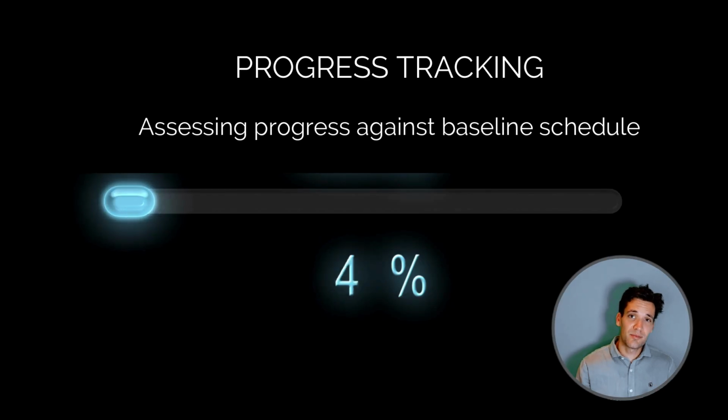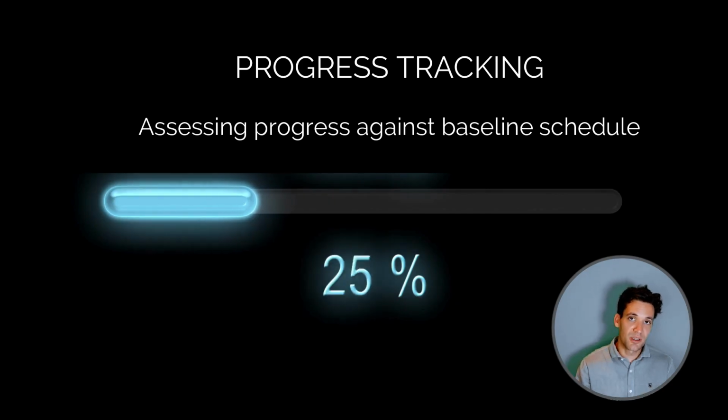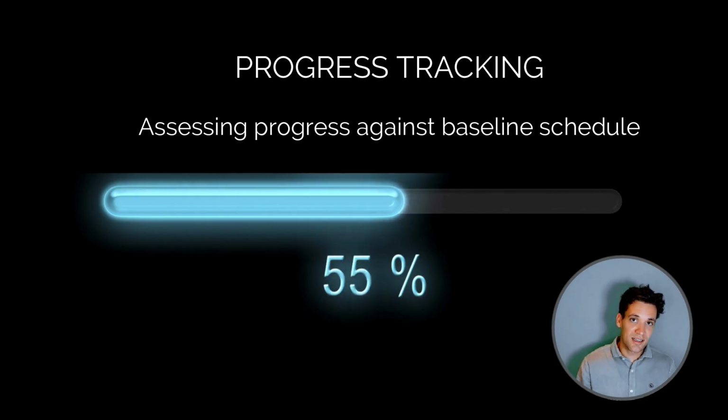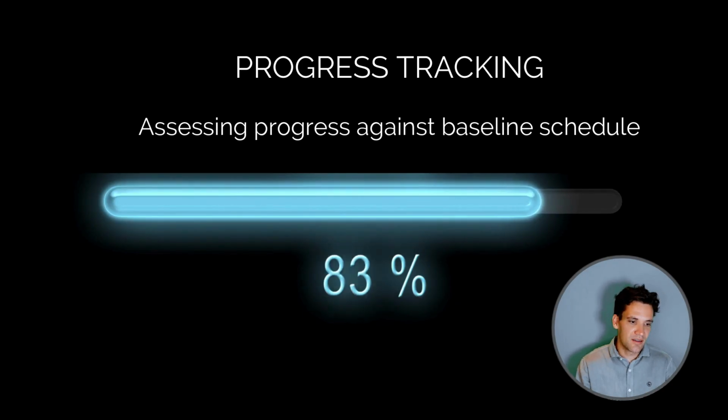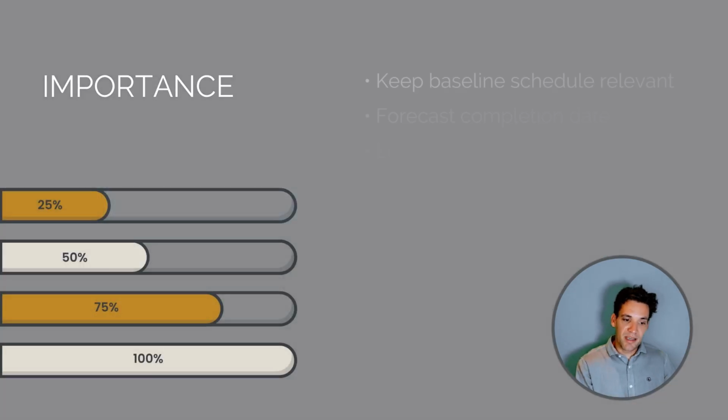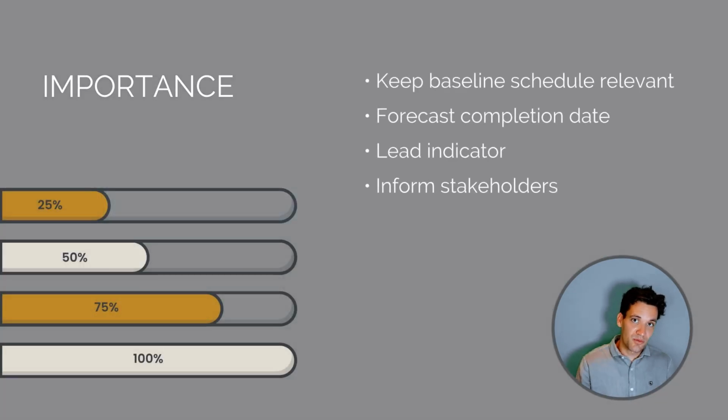Progress tracking is simply determining the percentage complete of each task and reforecasting the completion date of each activity. It's important because it keeps our baseline schedule relevant. It helps us forecast our completion date. It's a lead indicator, so it helps us identify early on if there's any delays to activities, and it helps keep our stakeholders informed and aware of progress.